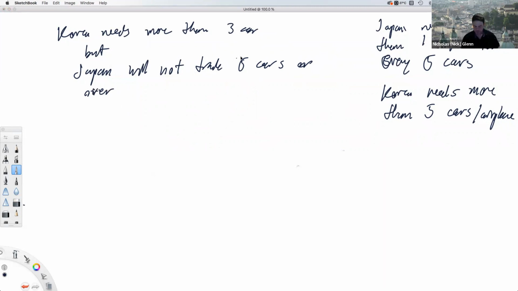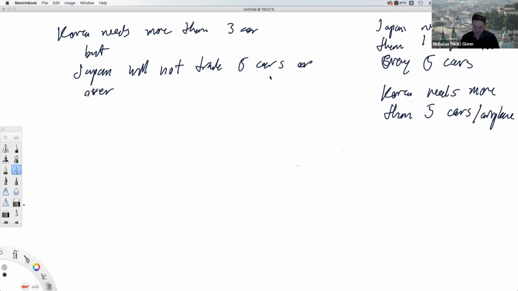Okay. So it needs to be somewhere in between this range. That is, for one airplane, Korea would need to get more than 3 cars, so 4 cars would be good. Japan can't give up more than 5 cars. It needs to be less than that. So they would need to produce like 4 cars for one plane and trade with Korea here. So 4 would be a good price for both of them. 1 airplane for 4 cars. These would be somewhere between this range here.